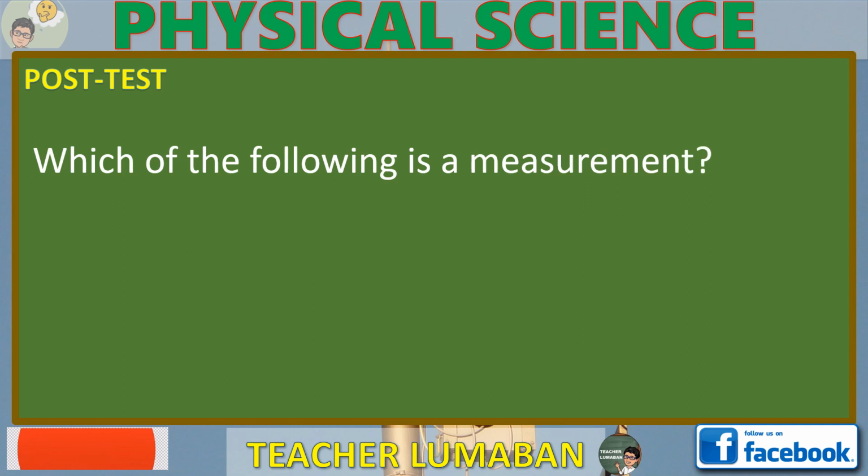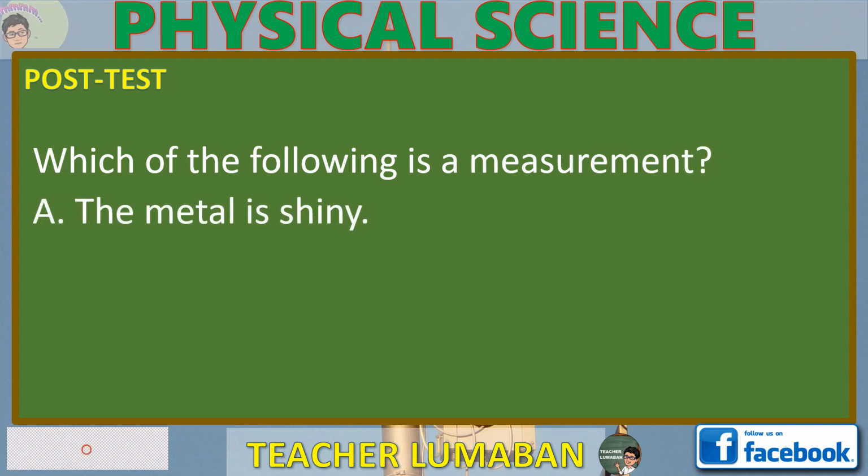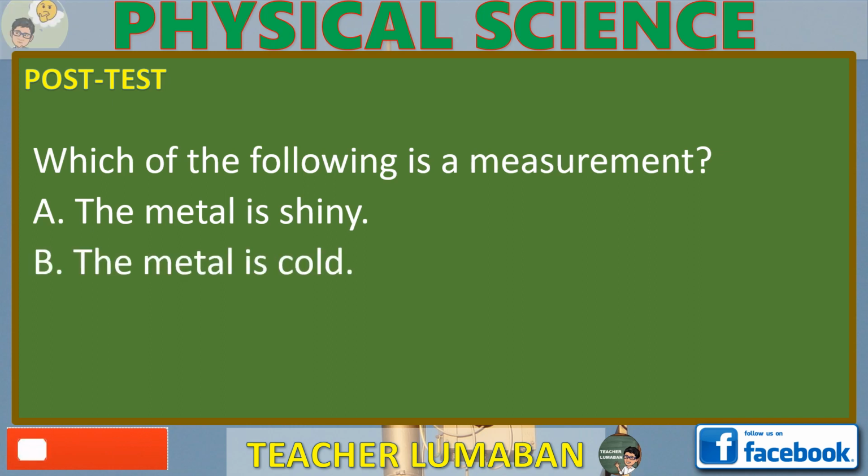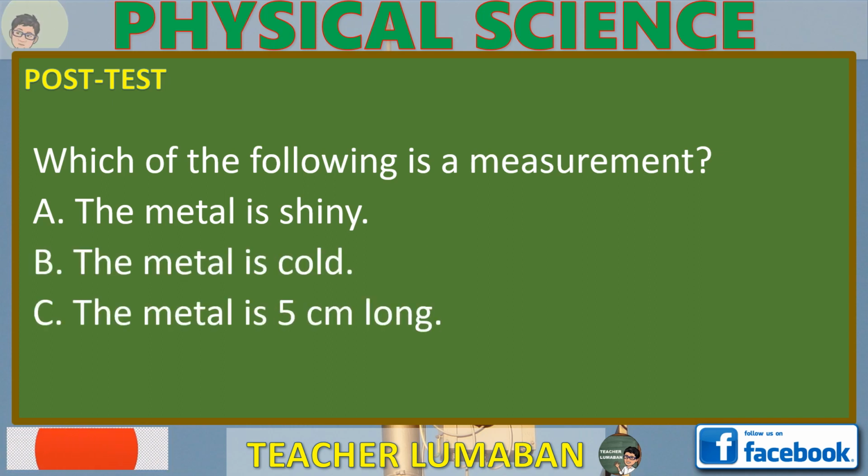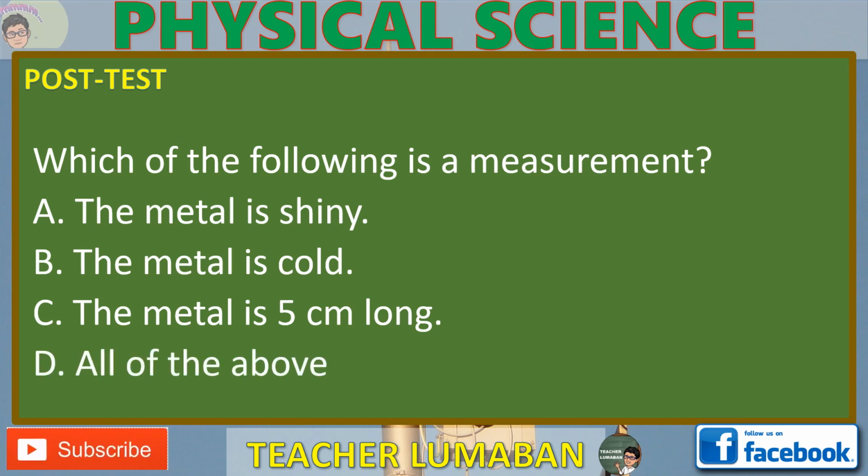Which of the following is a measurement? Letter A. The metal is shiny. Letter B. The metal is cold. Letter C. The metal is 5 centimeters long. Letter D. All of the above.